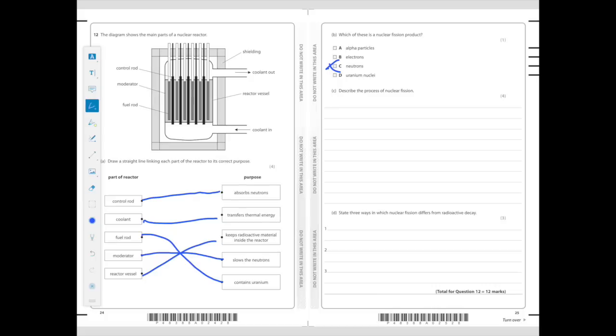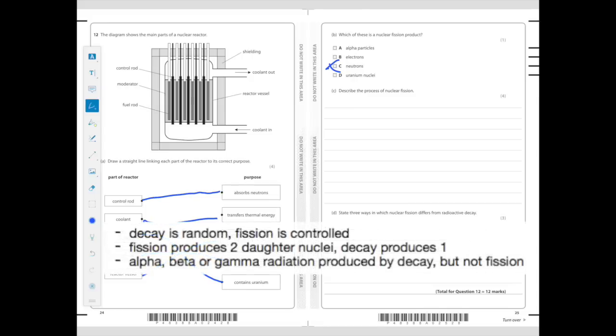State 3 ways in which nuclear fission differs from radioactive decay. So remember, nuclear fission is a human artificial process, whereas radioactive decay occurs naturally. So start by saying that decay is a random process which occurs naturally, whereas fission is not random. It's due to humans firing neutrons at uranium-235. You want to talk about the fact that fission produces 2 daughter nuclei, whereas decay only produces 1. And remember that alpha and beta or gamma are produced by decay, whereas in nuclear fission neither alpha or beta or gamma are released. Instead, it's simply daughter nuclei and neutrons.